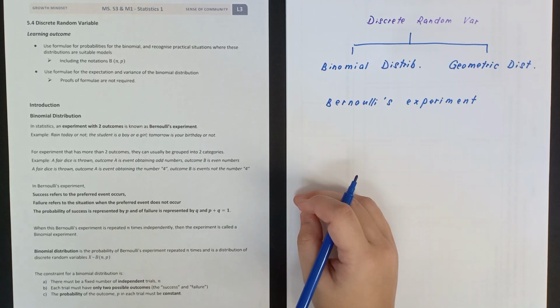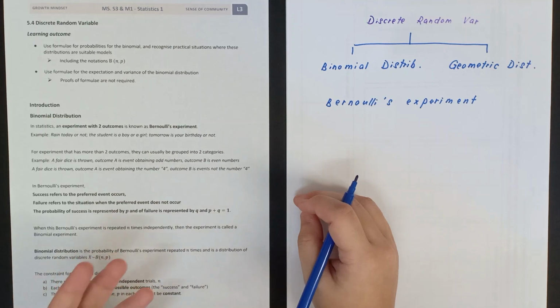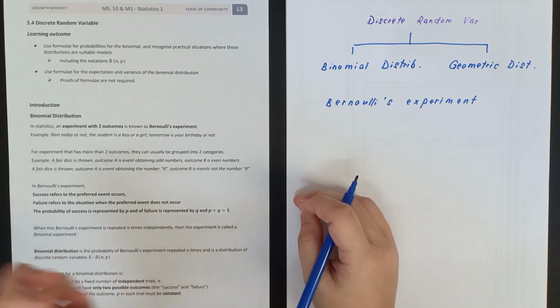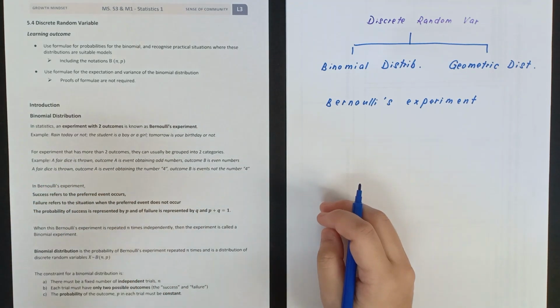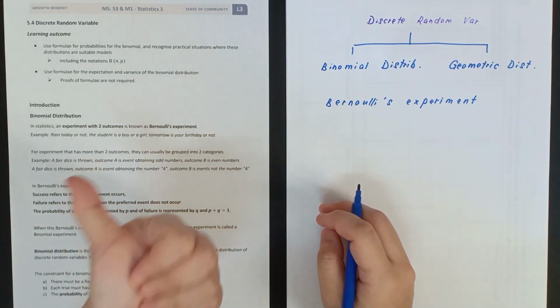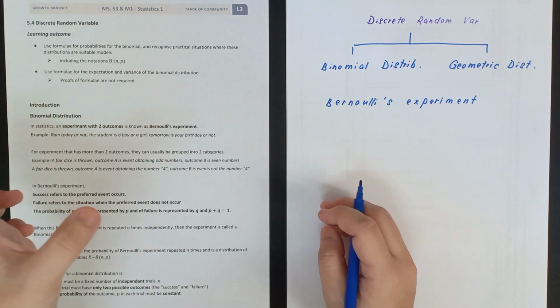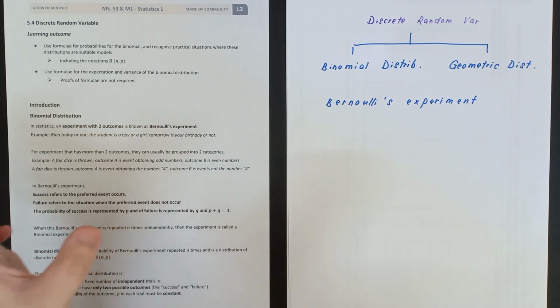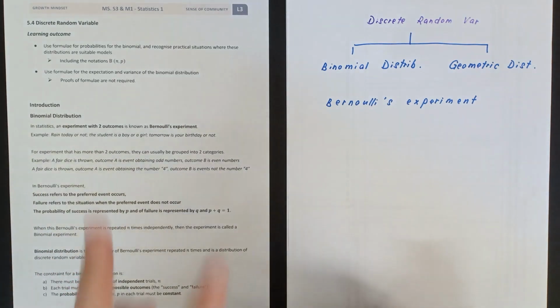But from the previous exercises, you realize that there are a lot of experiments that cannot have only two outcomes. For example, when we throw a dice, normally the question or experiment will group the outcomes together into two categories. So instead of the probability of getting 1, 2, 3, 4, 5, 6, which has six outcomes, the probability of getting an odd number is outcome 1, and the probability of getting an even number is outcome 2. Then it becomes only two outcomes.